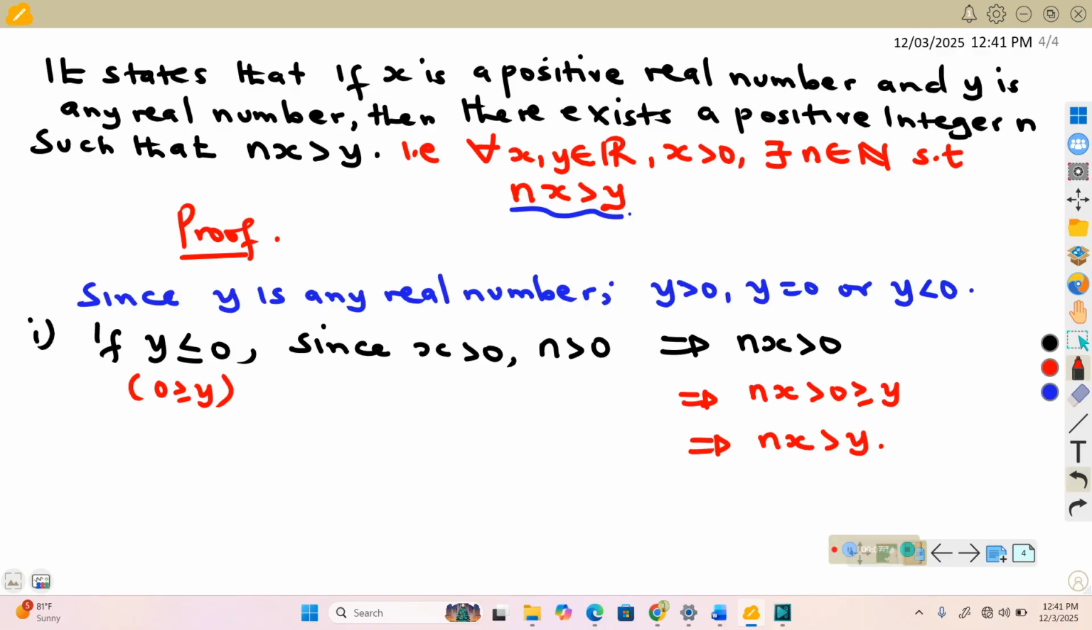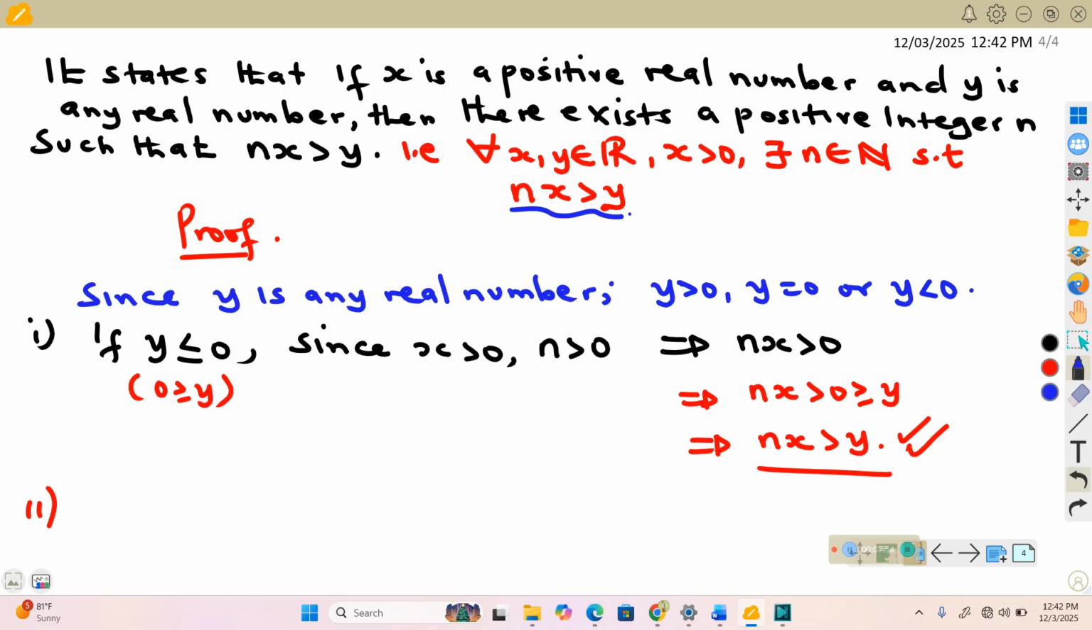And if this is true, then it means this statement is proved. Okay, so which proves the statement that nx is greater than y if x is greater than 0 and n is any natural number. Natural numbers are automatically greater than 0, so that's why we are having this statement. So this one here is true. So therefore, this theorem is true, or our statement is true. Okay, this is part 1. Part 1 is done. We have shown this.